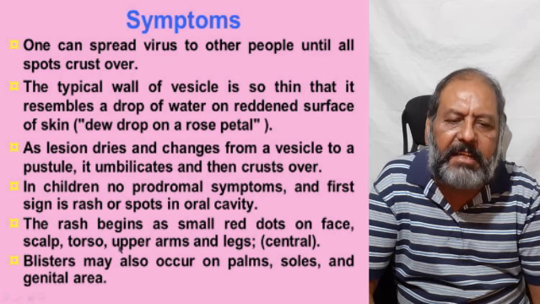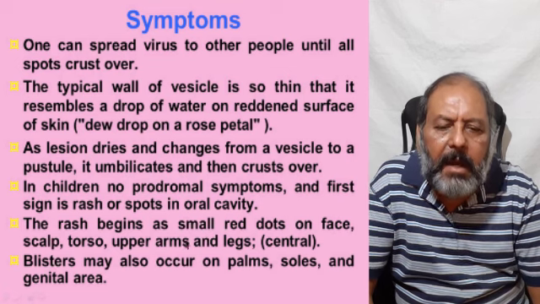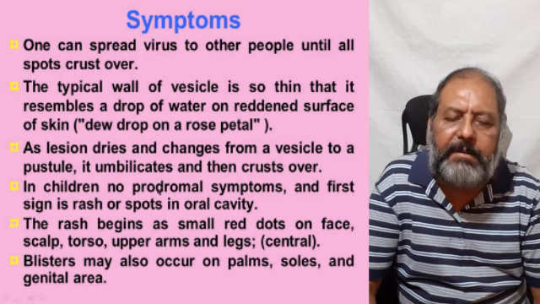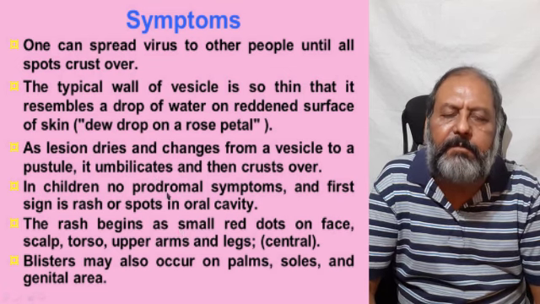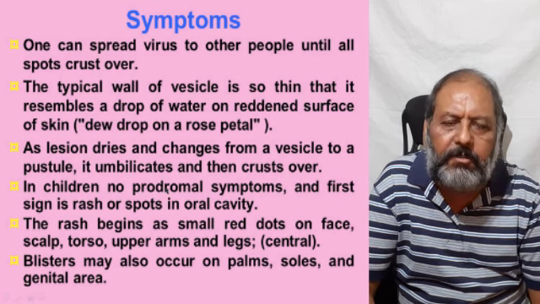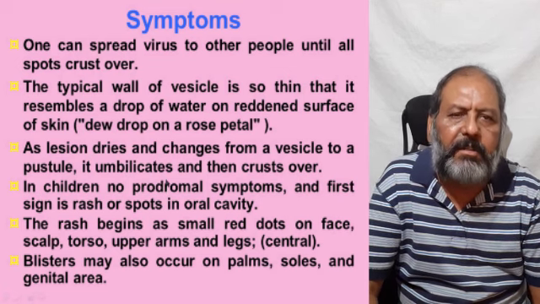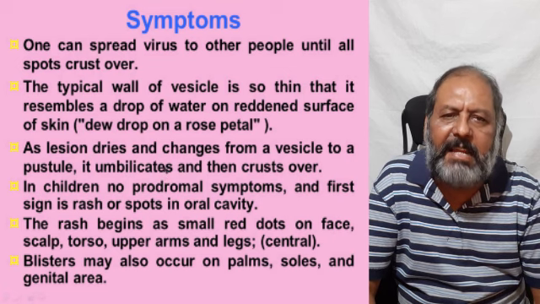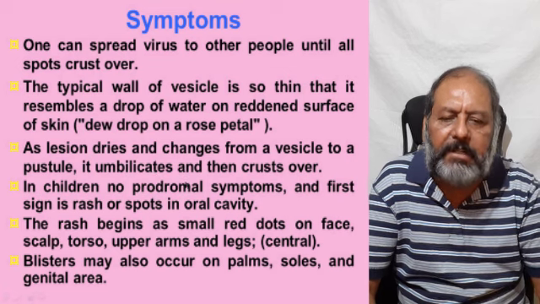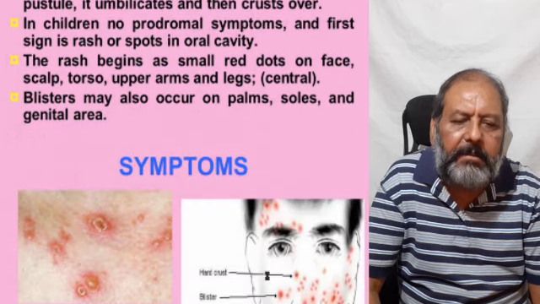The rash begins as small red dots on the face, scalp, torso, upper arms, and the legs. One very important thing about chickenpox is that most of its lesions are central. Chickenpox starts with C, and central also starts with C. So most of the lesions are on the center, that is on the face, on the front of the chest, back of the chest, and less on the extremities. So remember the central distribution of the lesions. Blisters may also occur on the palms, soles, and genital area.